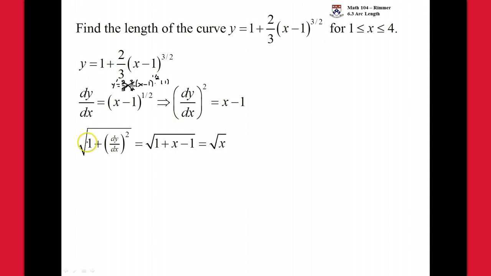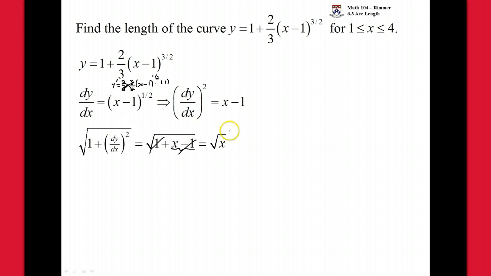The formula has us adding 1 to that, and then taking the square root. So we have our x minus 1. We add 1 to it. Conveniently, those cancel out. And then we take a square root of the whole thing, and that would just be the square root of x. So it's very special how, with this particular example, we can end up with something that we can integrate.